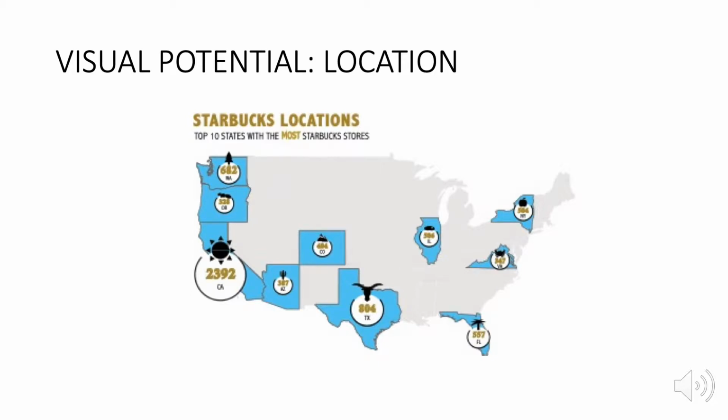The second form of visual potential I will be discussing is location. Location refers to the relative positioning of locations on a page. In my infographic, I used a map of the United States that highlights the top 10 states that contain the most Starbucks stores.